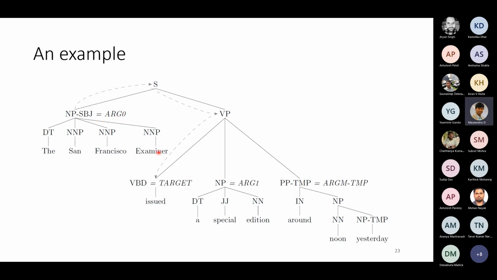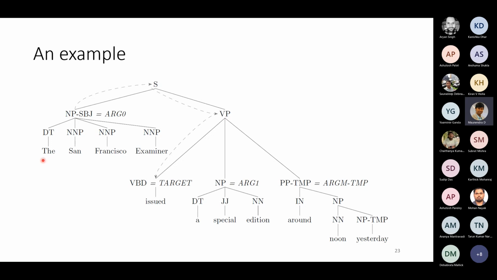So the San Francisco Examiner is marked as Arg0. Then issued is the verb, which is the target, the predicate. In the context of this verb, we want to see the roles of different words. Then this is Arg1. According to the label, around noon yesterday is a temporal argument. So this is the parse tree that we have obtained. And what is our goal?